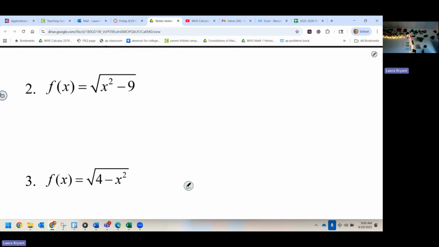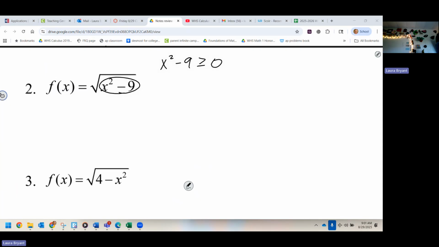So for square root, again, you're gonna look for a fraction, square root, or logarithm. Fraction, square root, logarithm. This one has a square root. If you have a square root, you can't divide by a negative. No dividing by negative. So that means whatever's inside here, you have to put greater than or equal to 0 to give you your domain.